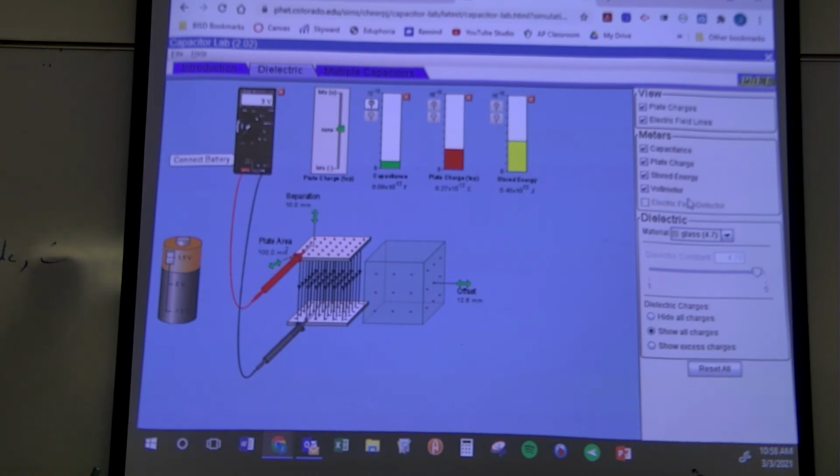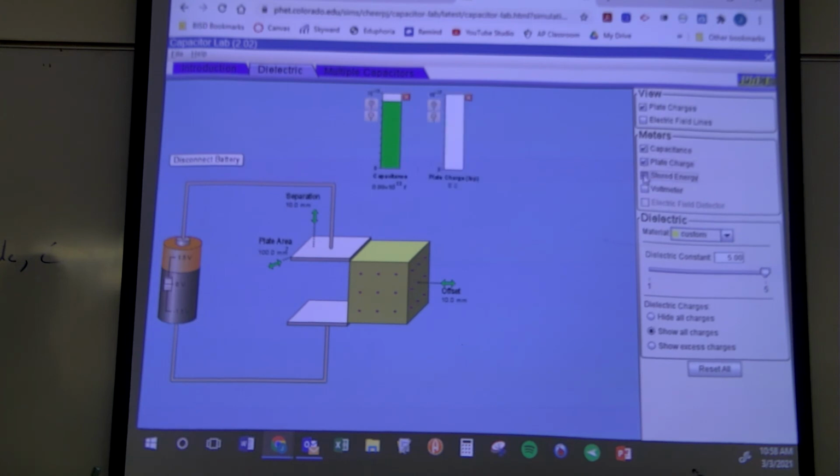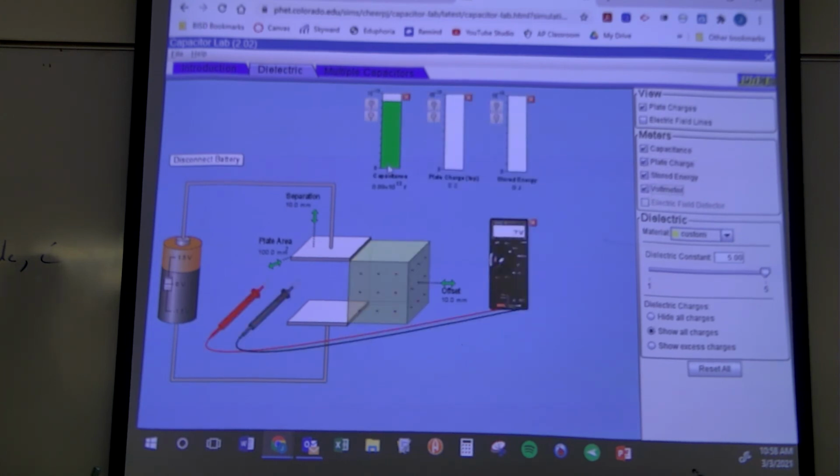So let me reset everything. Bring up all my meters here. Look at the capacitance. There's nothing going on the capacitor, but I have capacitance. It's there. I want to look at the electric field lines. And let's say our dielectric is glass. The dielectric constant for glass is 4.7. So that means the total electric field within will be reduced by a factor of 4.7. The capacitance will be increased by a factor of 4.7.